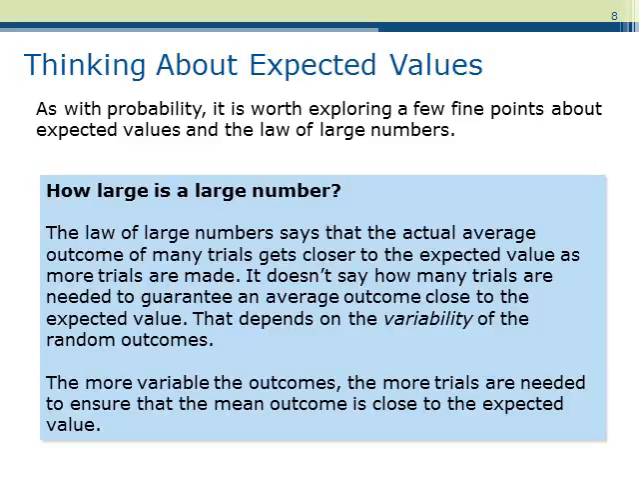It doesn't say how many trials are needed to guarantee an average outcome close to the expected value. That depends on the variability of the random outcomes. The more variable the outcomes, the more trials are needed to ensure that the mean outcome is close to the expected value.